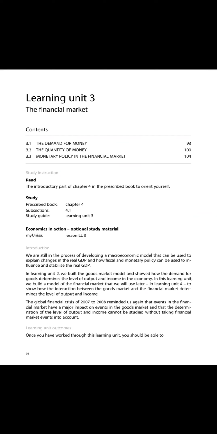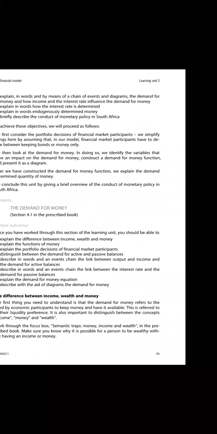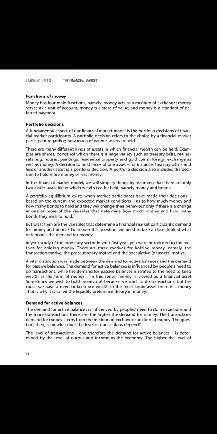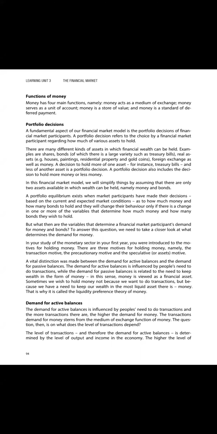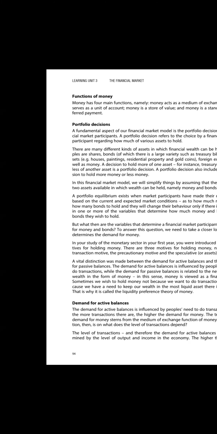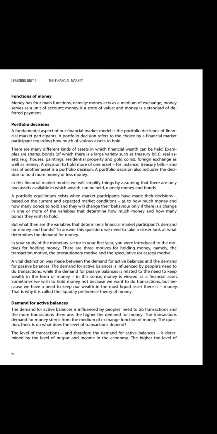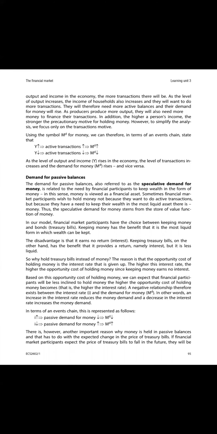All right, so now we are on the financial market, which is learning unit number 3. We are going to start off by discussing the demand for money, which is also revision from first year. There are basically 3 reasons why a person could demand money. It can be demanded for transactional purposes, or precautionary purposes, or for passive purposes, which is speculative purposes.